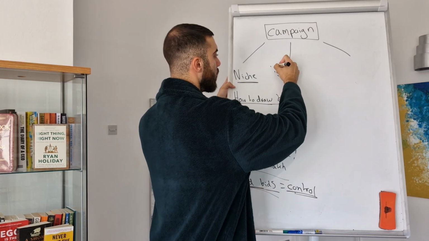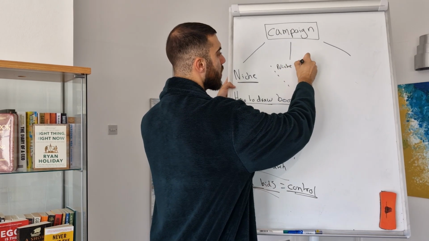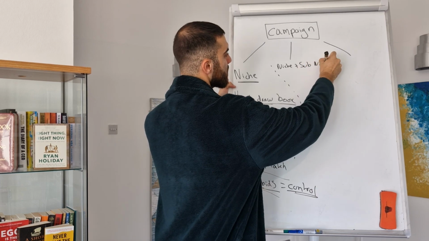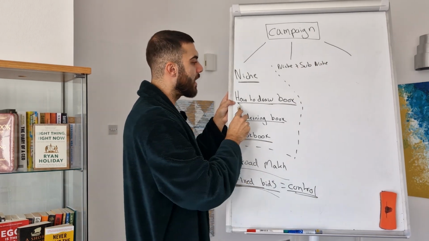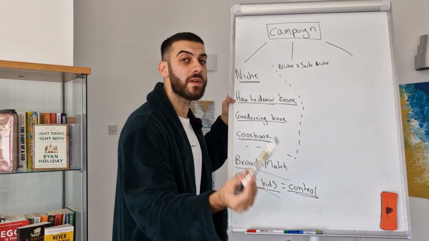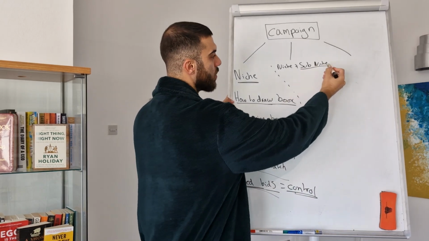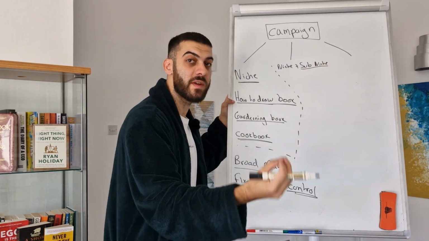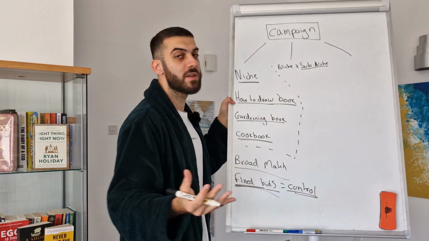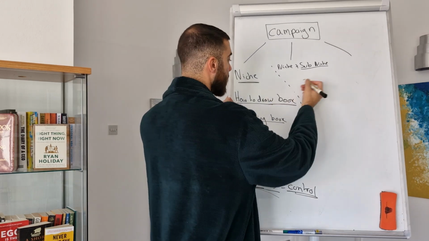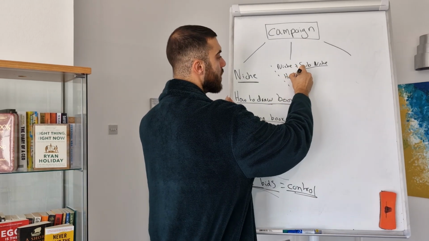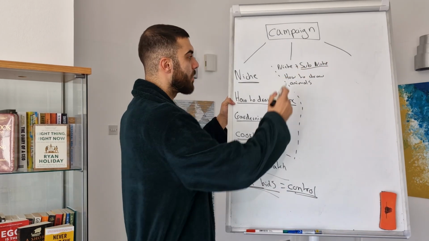The second keyword, we're going to have the niche keyword plus the sub-niche keyword. What does this mean? This means if we're selling a how to draw book, what specifically are we teaching them how to draw? So the sub-niche, what specifically is the book about? So we can be teaching them how to draw animals. So then the second keyword I'm going to target is how to draw animals. That will be my second keyword.